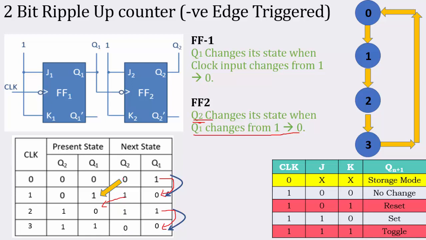Now look at over here, why is it called an up counter? The initial state is 0 0, then 0 1, 1 0, 1 1, and again 0 0. When you reach the fourth clock pulse, it is in the repeated state. So 0 1 2 3, 0 1 2 3. That's why we call it an up counter.